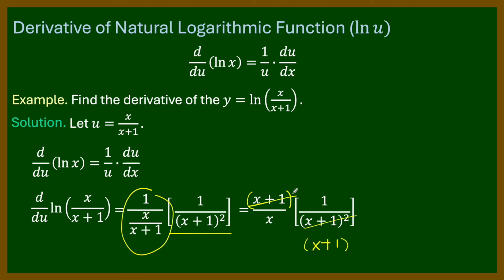We have 1 times 1 is 1 all over, just put together this x and quantity x plus 1. So, the final answer is 1 over x times x plus 1.